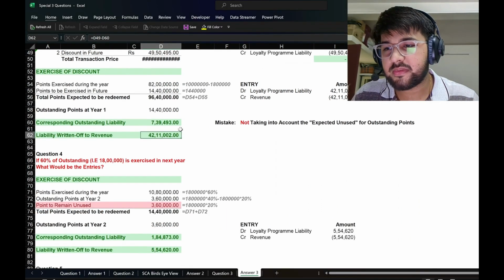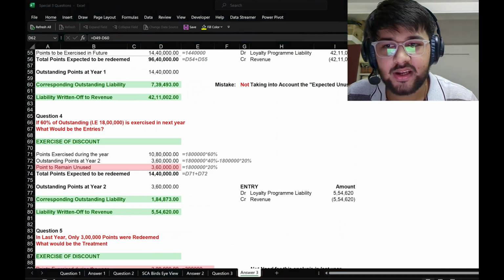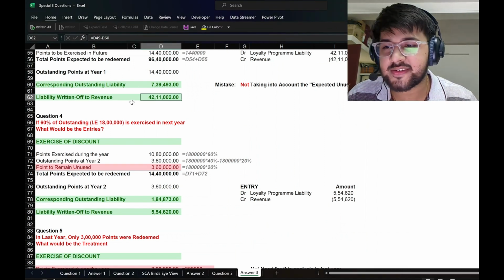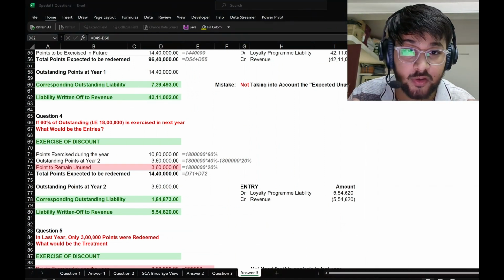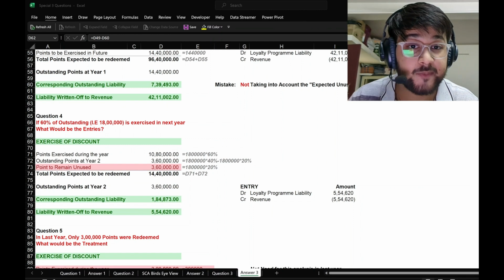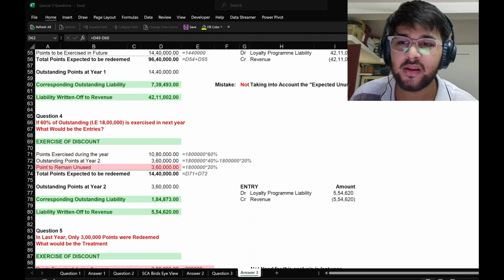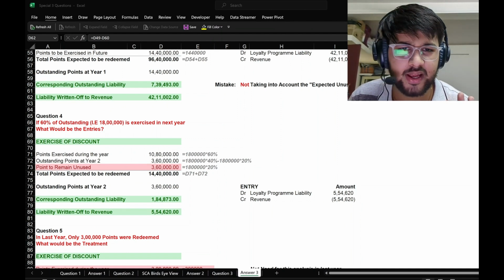Now, question number 4, part 4 of the question says that if 60% of outstanding, that is 18 lakhs, is excised. This is a tricky part. They say 60% of the outstanding expected to be realized are 14.4 lakhs, but the actual outstanding points are 18 lakhs. Okay. In the next year, 60% are excised. What would be the entry?